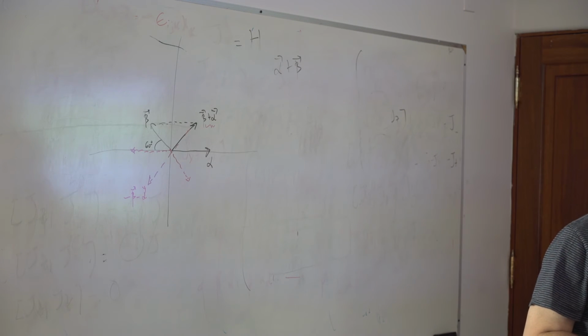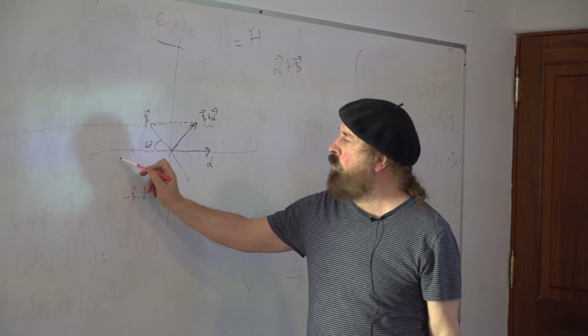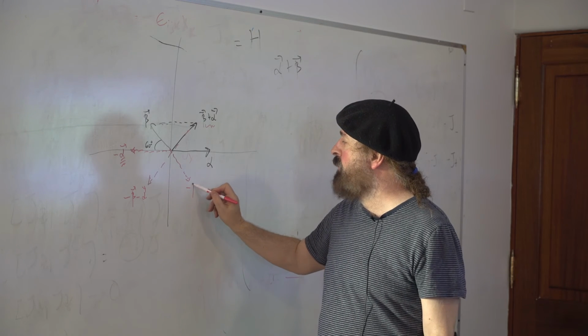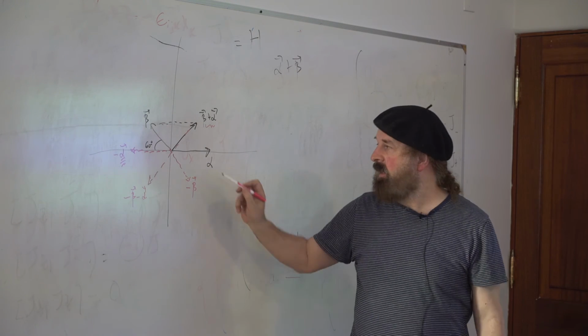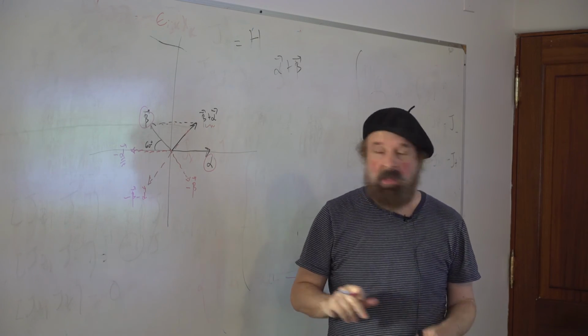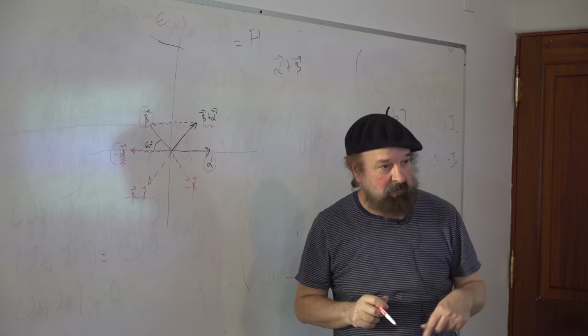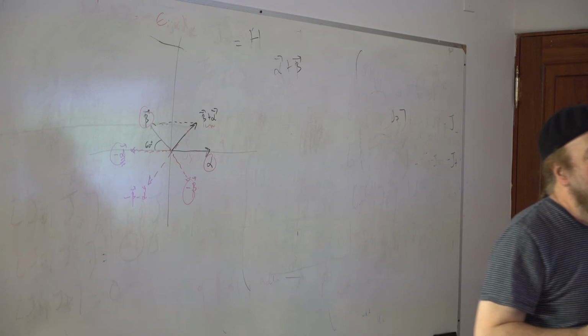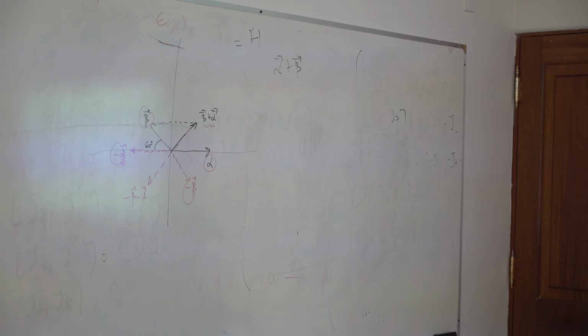Let's repeat. Alpha is a simple positive root. Beta is a simple positive root. Minus alpha is a simple negative root. Minus beta is a simple negative root. This has nothing to do with the coordinates. But the important property is that you cannot linearly combine two simple roots to get another simple root. That's the bottom line.